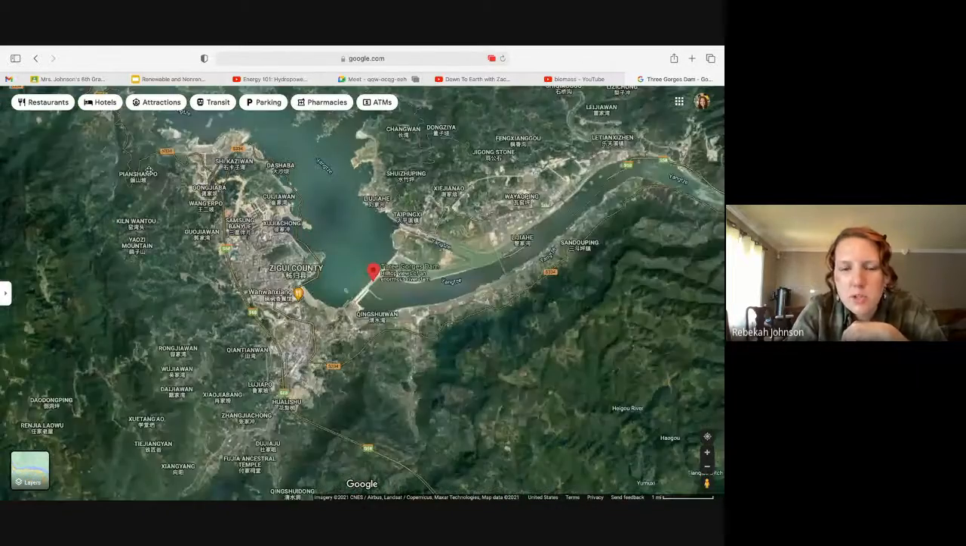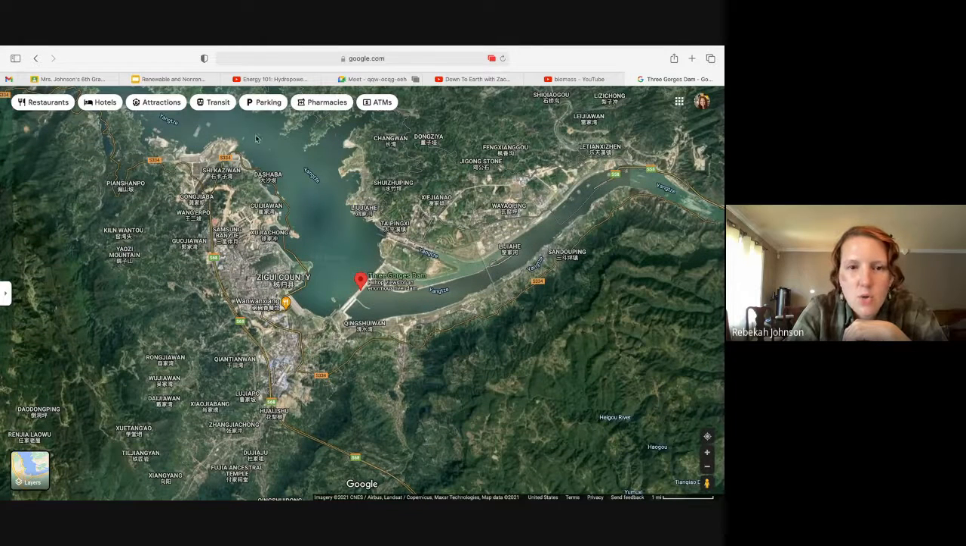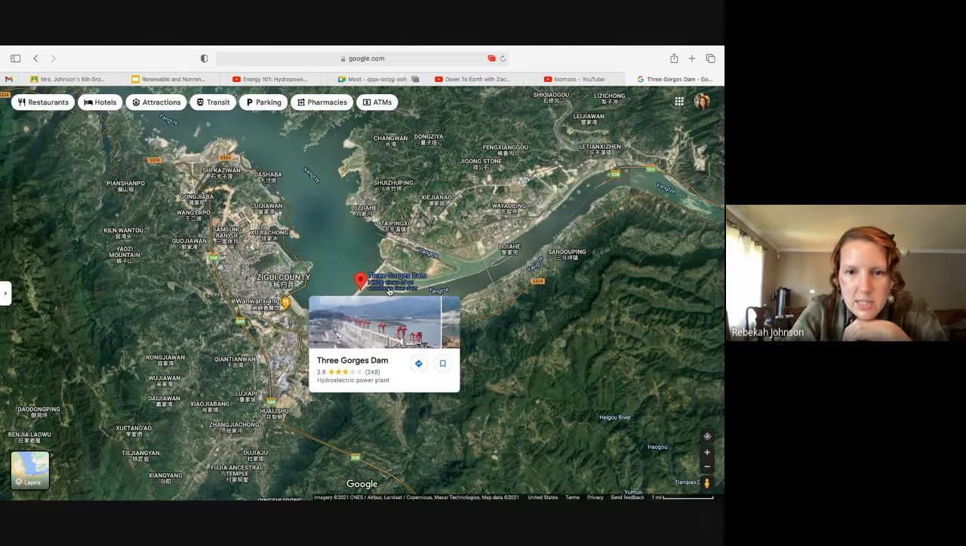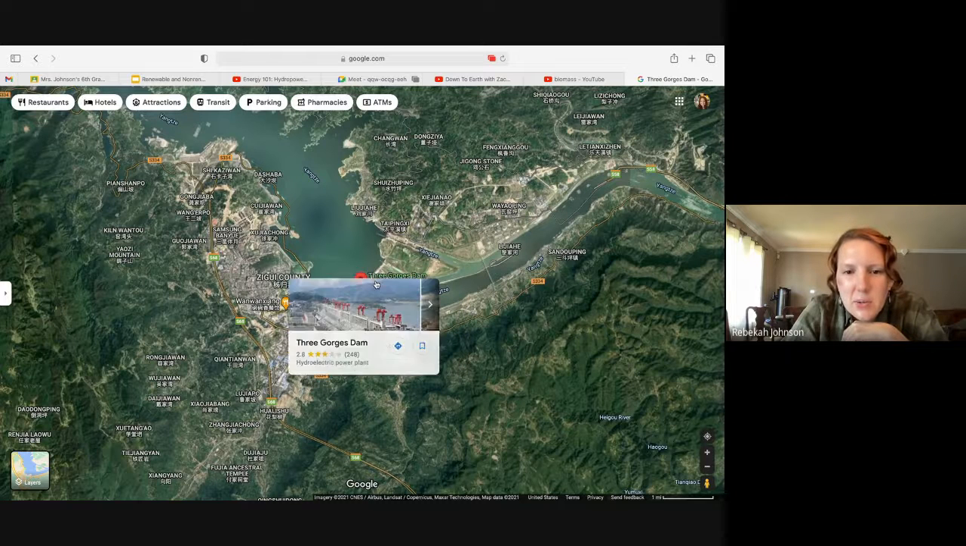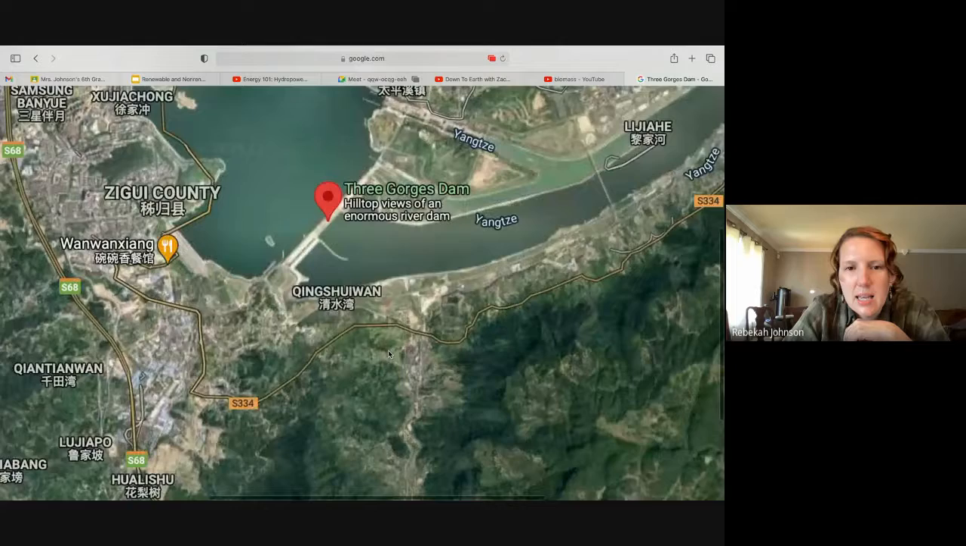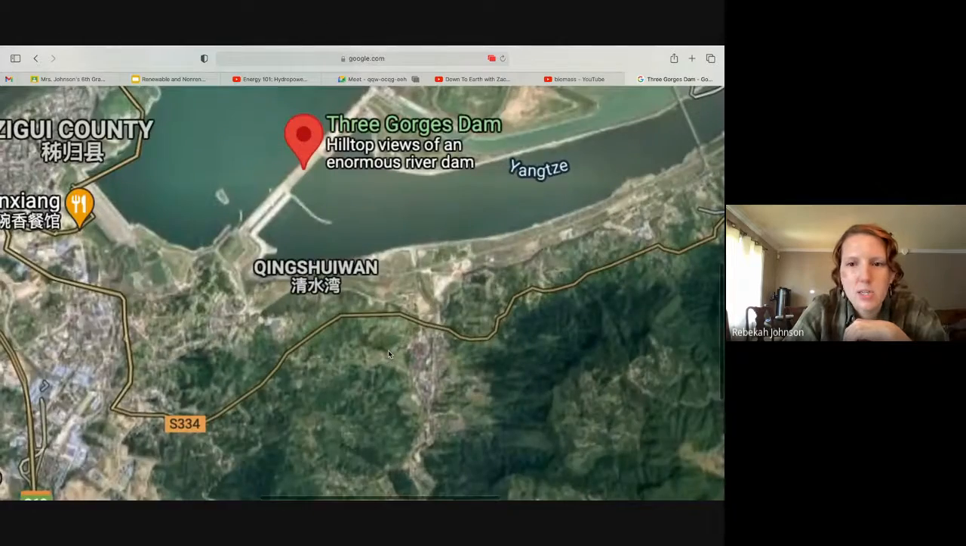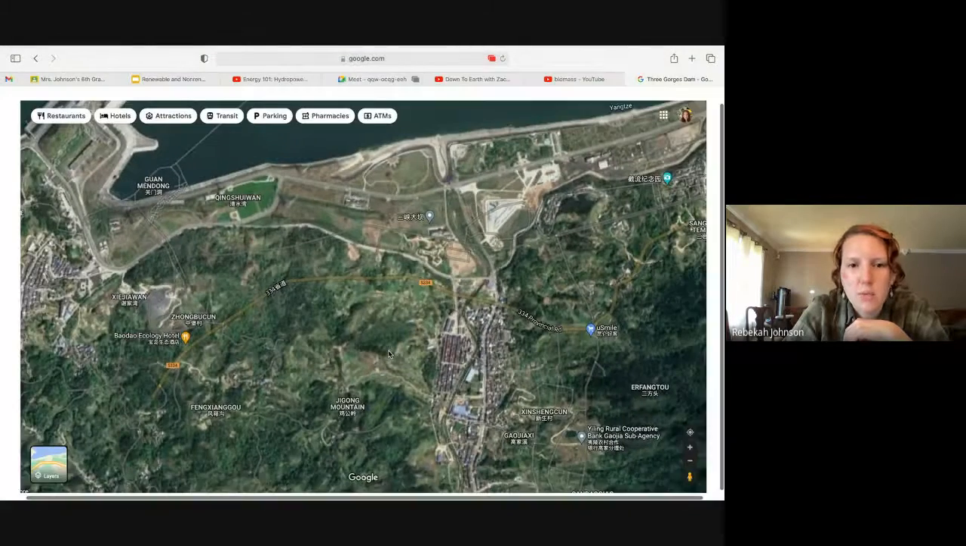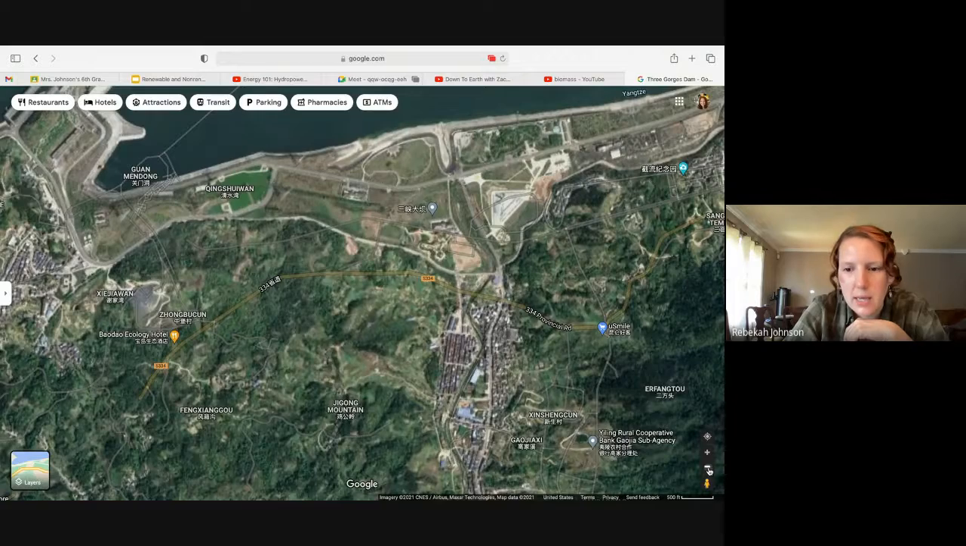So the Three Gorges Dam has built up this enormous reservoir behind it. It in fact even says hilltop views of an enormous river dam. If we go in and look at this, the dam itself is literally the width of this city. It holds back so much water that normally would be flowing.